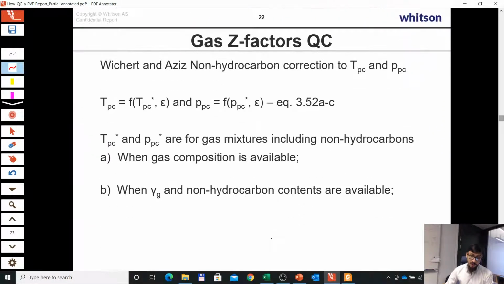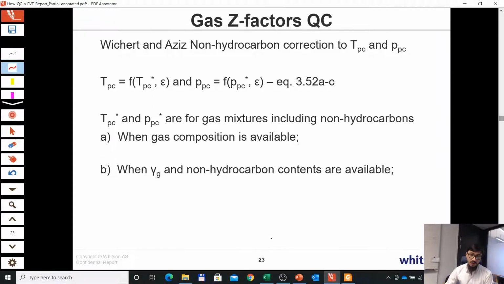The other important aspect when doing the gas Z factor QC is the correction for the non-hydrocarbon contents, and this correction becomes very important if you have large quantities of non-hydrocarbons. There the idea is that you need to calculate a corrected TPC and PPC, knowing this epsilon, which is the correction term.